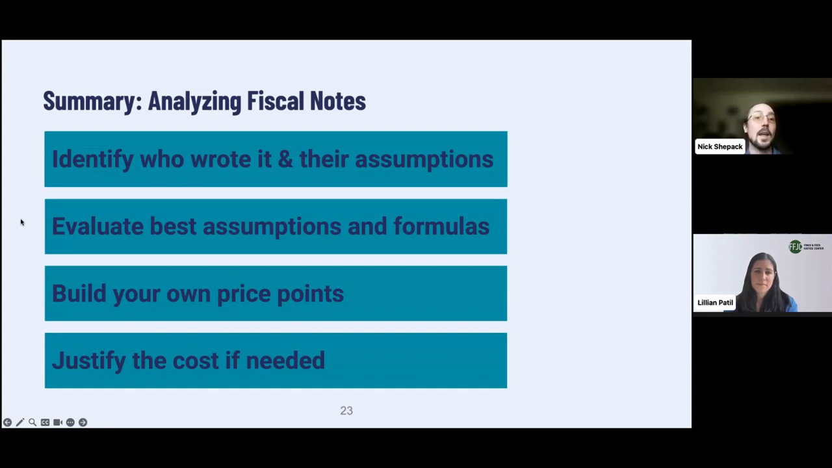We ran the exact same bill, language exact same, refiled this last session with a different director who was looking to do this type of reform. And his note was a little over $1 million. And by working with them, we were able to get it to zero. So it became abundantly clear that the department did not want to implement the reform, and they used the fiscal note as the way of blocking the legislation.